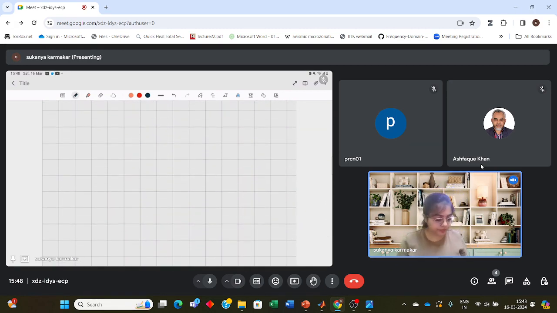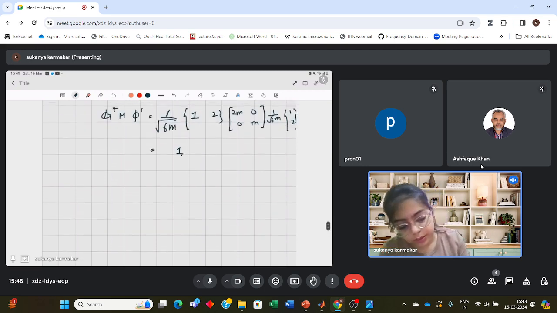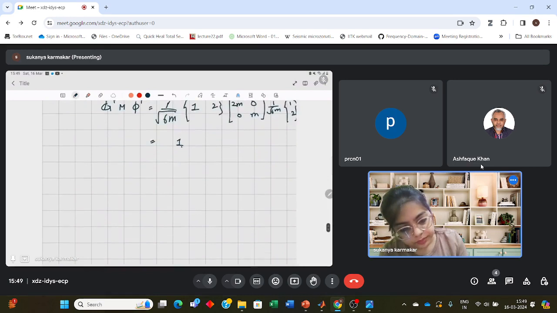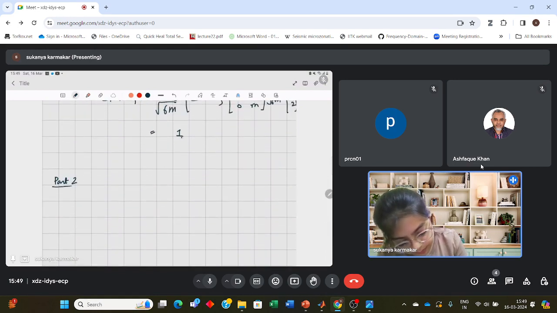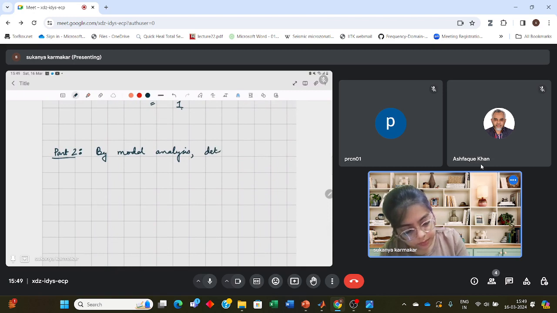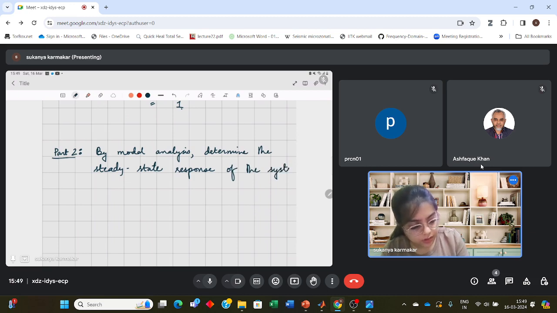So once this is done, by modal analysis I want to determine the steady state response of the system, the second part of the question. This was part 1. Now by using modal analysis, the concept which we just learned, determine the steady state response of the system.